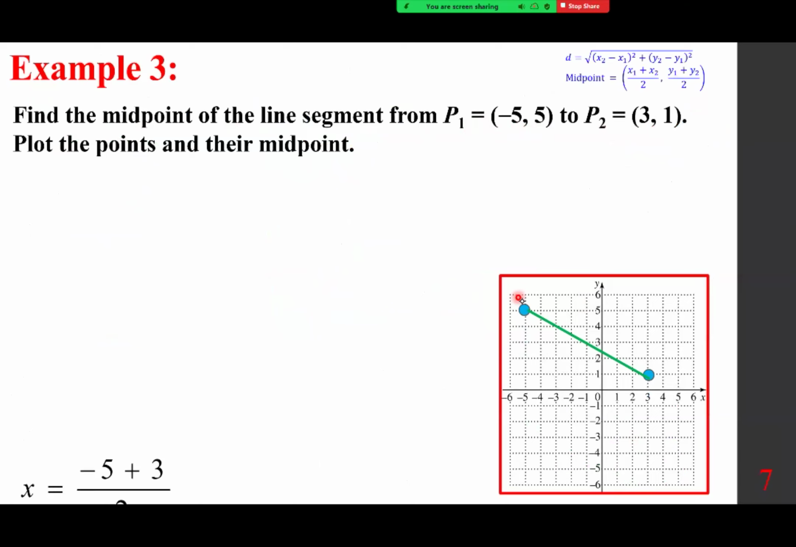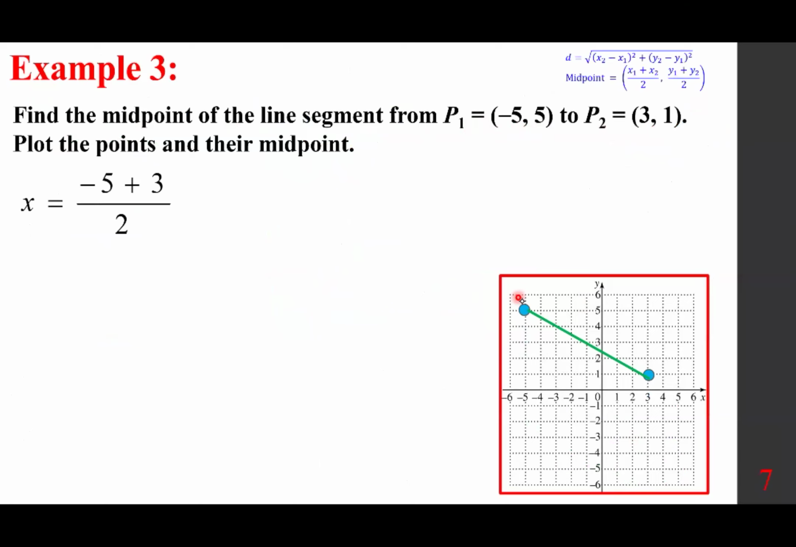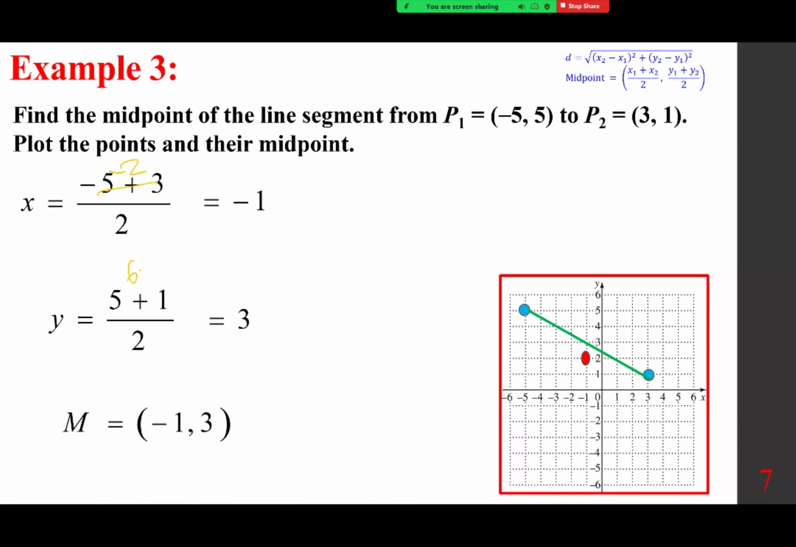We connect them, and x is the sum of the x coordinates, negative 5 and 3, which makes it negative 2, divided by 2, negative 2 divided by 2 makes it negative 1. And then we add up the y coordinates, 5 plus 1 divided by 2, 6 halves or 3. And the midpoint has coordinates negative 1, comma 3.